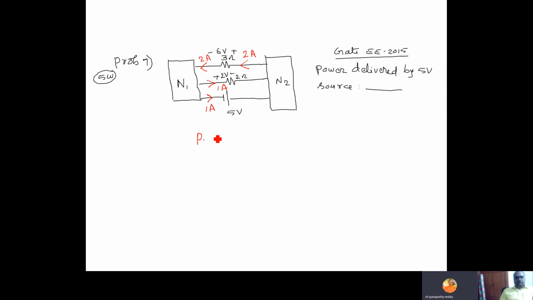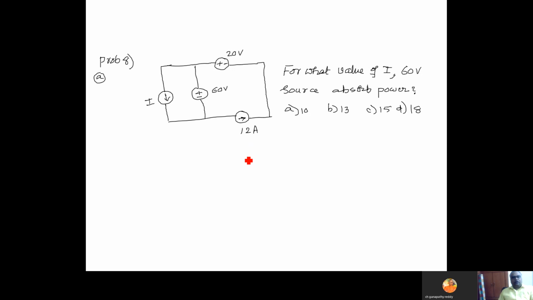Now power delivered or supplied is equal to the voltage of 5 times the current of 1. But is it plus or minus? Current is flowing from negative to positive. Supplied is positive, and the question is about supplied power. Therefore plus. Hence the answer is 5 watts. Simple. Next problem.